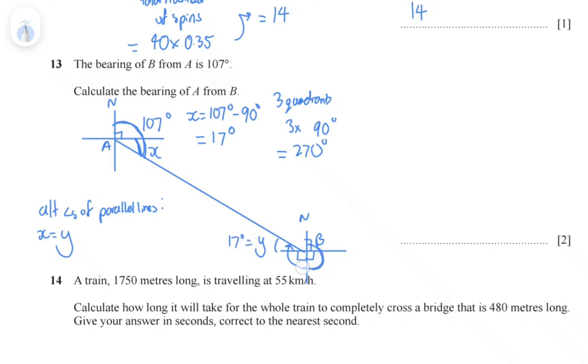So we know that this total rotation here is 270, which is the bearing of A from B, equal to 270 degrees plus 17 degrees, which gives us the final answer of 287 degrees.